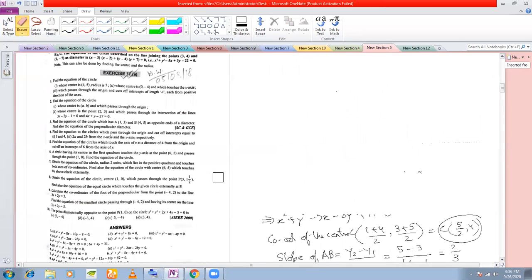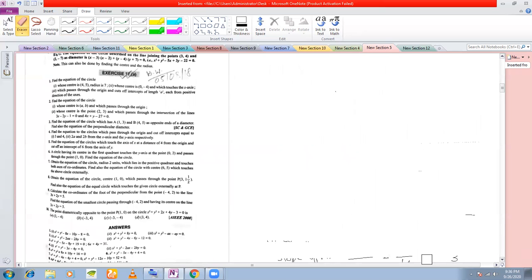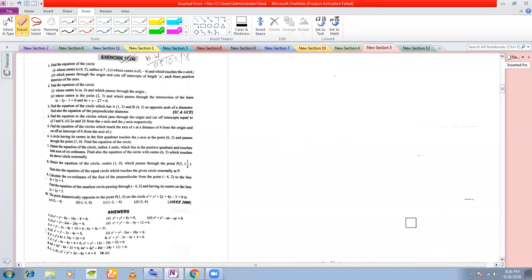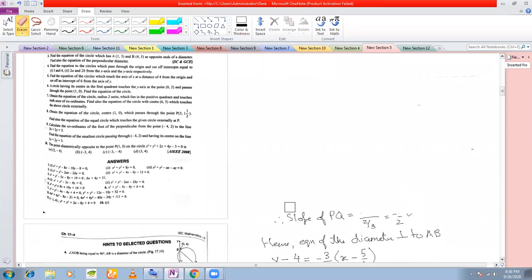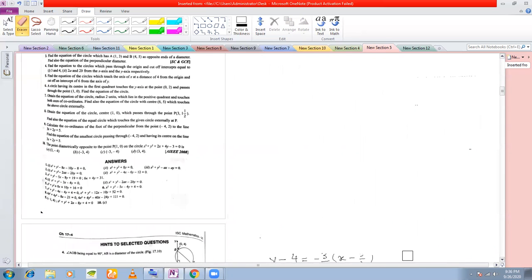Obtain the equation of a circle with center 1, 0 and which passes through the point P(3, 1.5). Find also the equation of the equal circle. Equal circle means having the same radius, which touches the given circle externally at P.